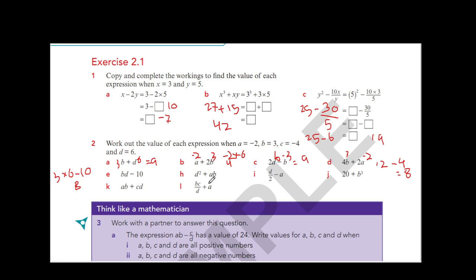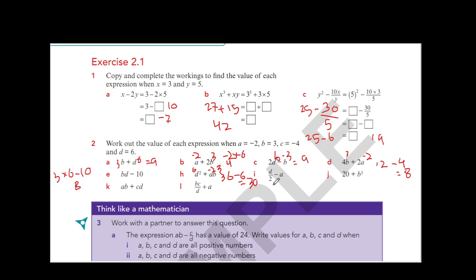In part H, d squared. The value of d is 6. So the square of 6 will be 36, plus the value of a, which is minus 2, and the value of b is 3. Minus 2 into 3 will be minus 6. So 36 minus 6 will be positive 30. Okay, the answer of part H is 30.